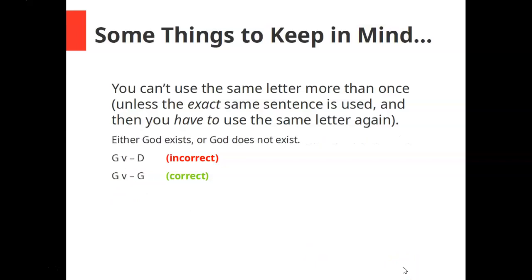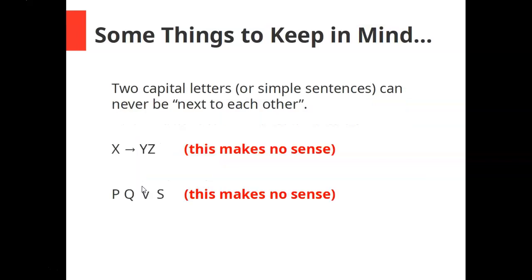But contrast that with this example. Either God exists or God does not exist. To say either God exists or God does not exist, maybe you're having some sort of theological discussion, is essentially to say, right, either God exists or it is not the case that God exists. So G is really represented twice here. And so you wouldn't want to use a separate sentence because this means the same thing in both instances. You do have to use the same letter again because the sentence comes up again. So that's another thing to keep in mind.